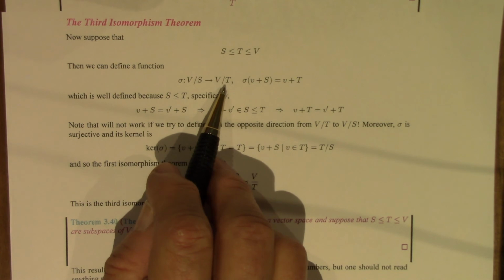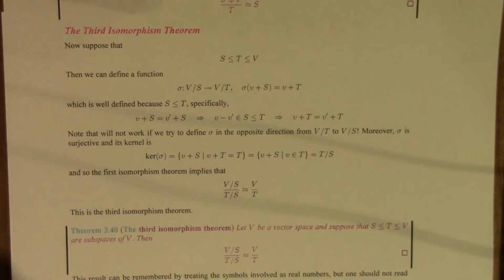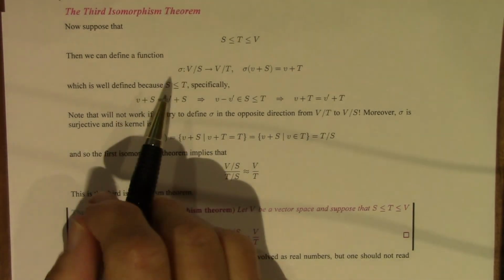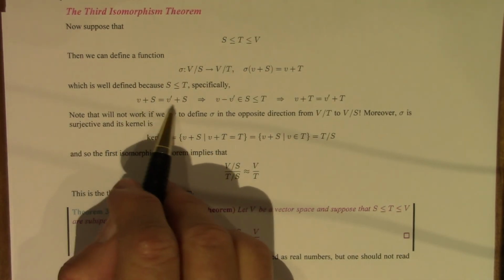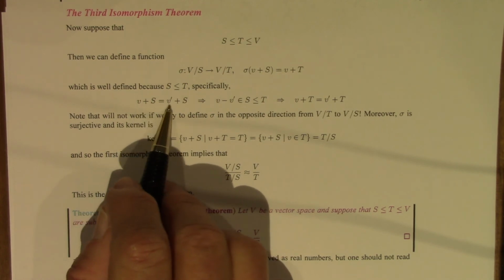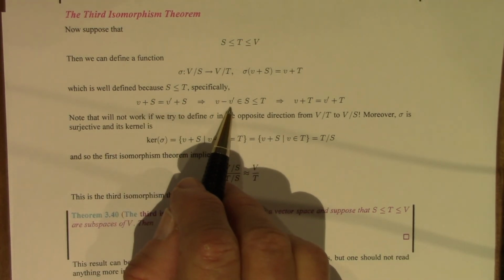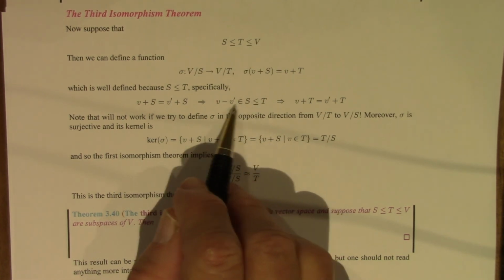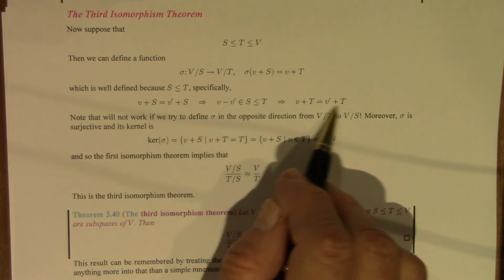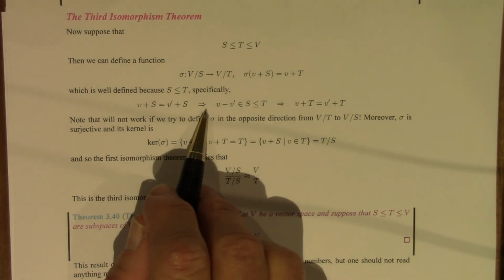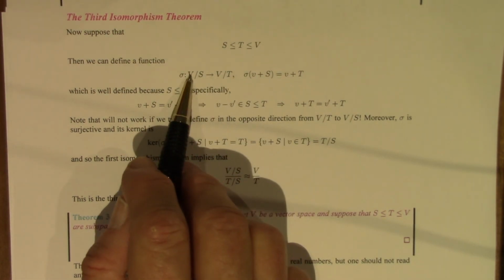This is well defined precisely because S is a subset of T, so that if you have two different expressions for an S coset, v plus S equals v prime plus S, then v minus v prime is in S, and the point here is that that's also therefore in T, and so the T cosets are the same. This argument would fail if we tried to go in the other direction.